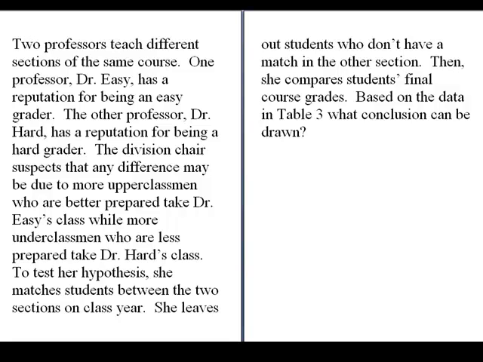Okay, so we have a situation here where we have two professors and the division chair is matching students to test her hypothesis. In essence, what she is doing is pairing students to compare their grades. Our null hypothesis in this particular case would be there is no difference between the two professors. So to test that hypothesis, we would use a t-test: paired two sample for means.